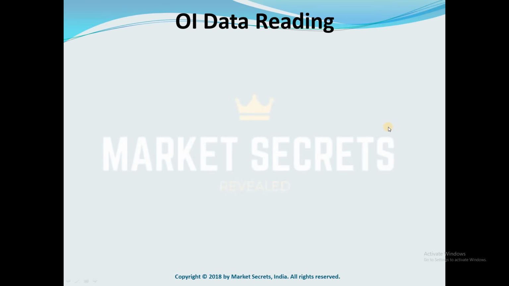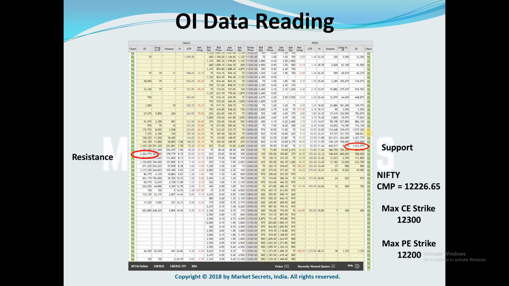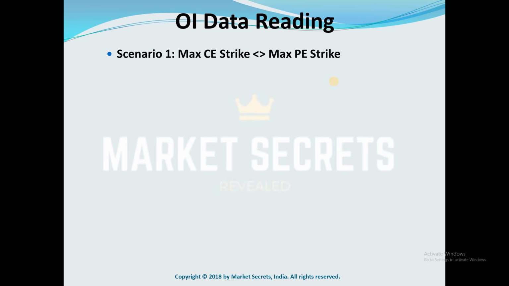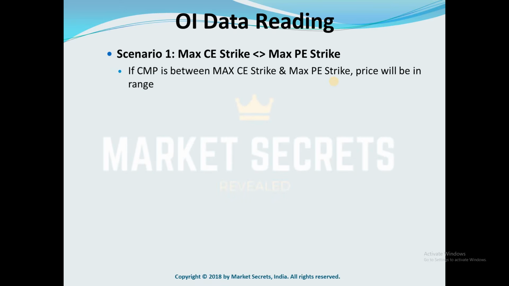Okay, now let's see what we can derive from this particular raw data. There are two scenarios here. Scenario 1 is max CE strike is not equal to max PE strike. So let's see which scenario applies to us. Max CE strike is 12300 and max PE strike is 12200. So 12300 is not equal to 12200, which means scenario 1 is true. Since scenario 1 is true, we need to look for the next item.